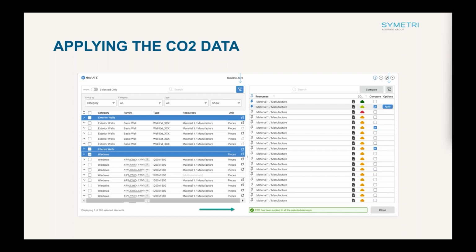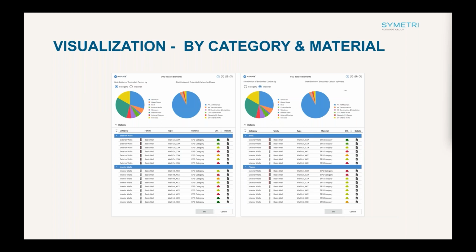Next step is that there's a lot of data, there's a lot of tables, lists. So to be able to really engage with other stakeholders in a project and start discussing how can we lower the embodied carbon in this project, we need to have some visuals. So we will be able to provide you with some pie charts. It could be by category, as you see on the left side, or it could be by material on the right side. And it will give you an insight on which element, which material, which category is impacting my model most.